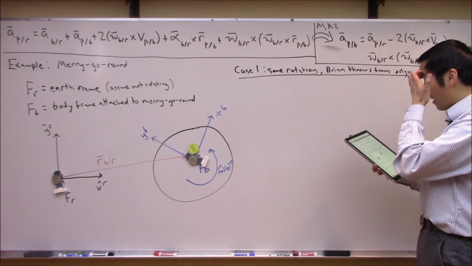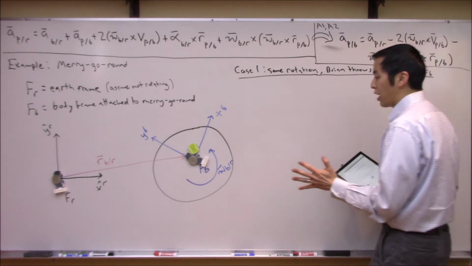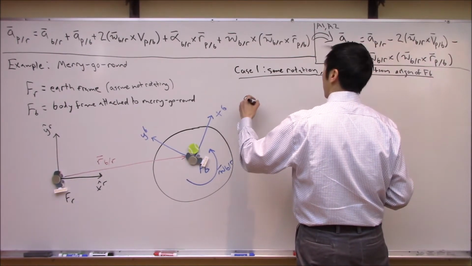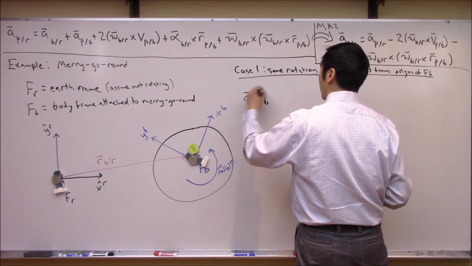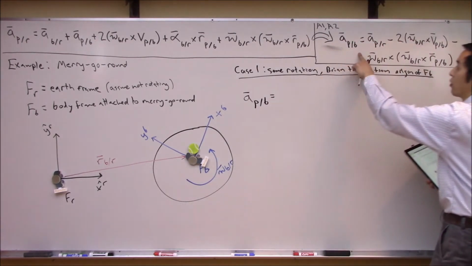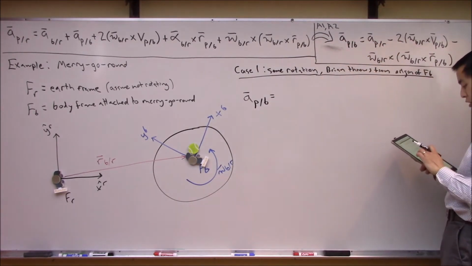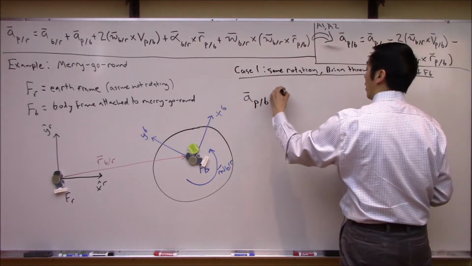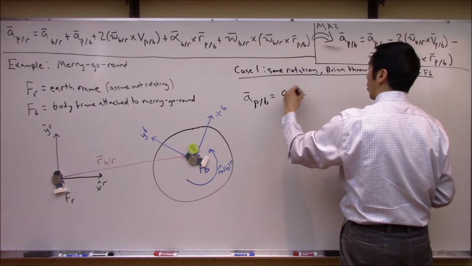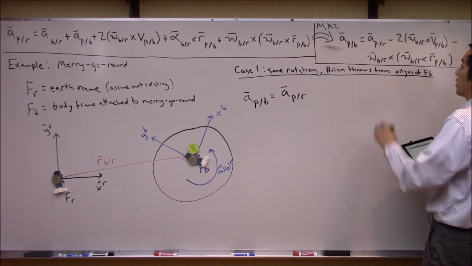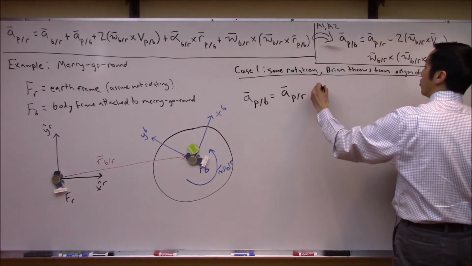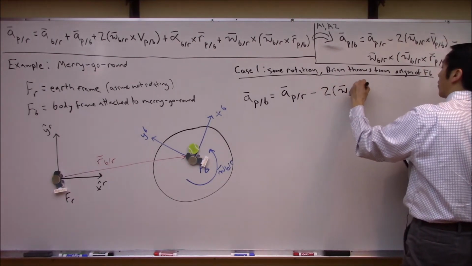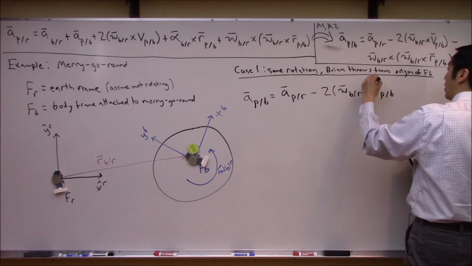So we can ask the exact same question and say, what is the acceleration that Brian witnesses? Well, we already solved for it. It's right up here. So what do we end up with here? Okay, so again, we've got A P with respect to R, that's here, minus 2 times omega B with respect to R crossed V P with respect to B.